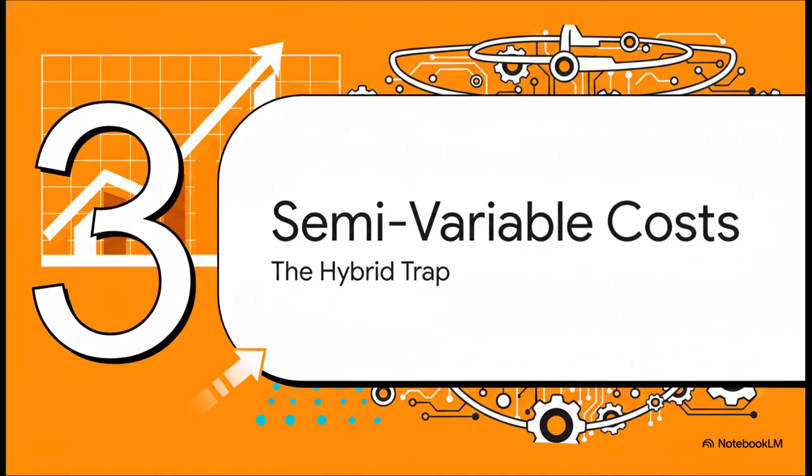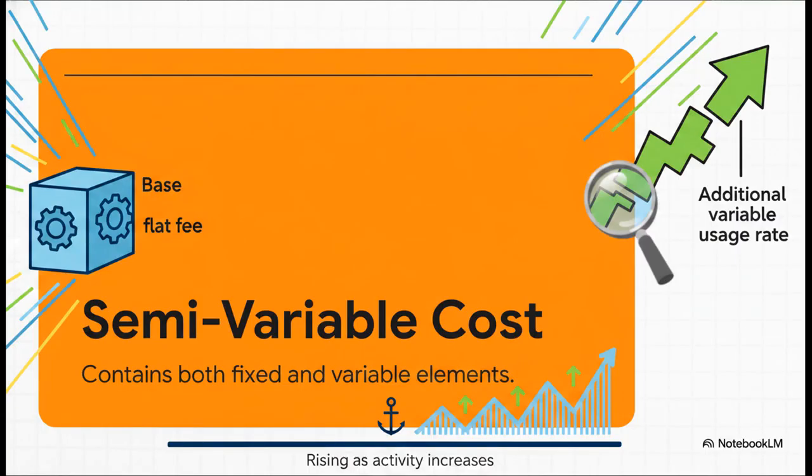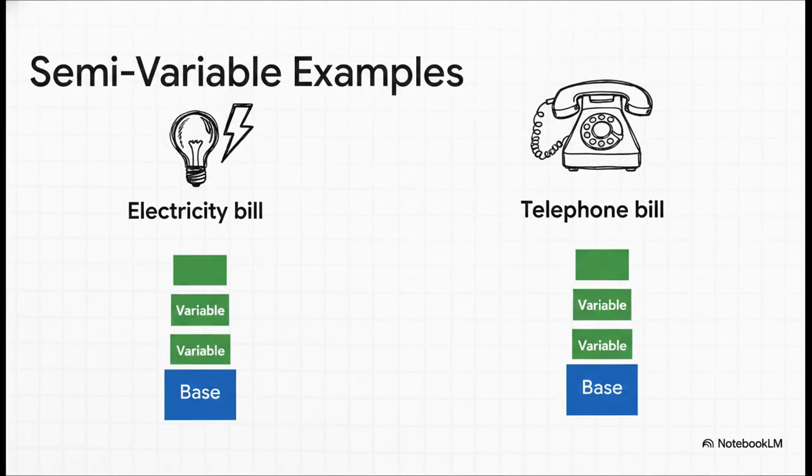Now that we've totally mastered the two extremes, let's talk about the hybrid trap. Sometimes called mixed costs, a semi-variable cost mashes together a base flat fee with an additional variable usage rate. Because of that fixed base, it literally never drops to zero, but it absolutely still rises as activity increases because of that variable add-on. The classic real-world examples here are your utility bills.